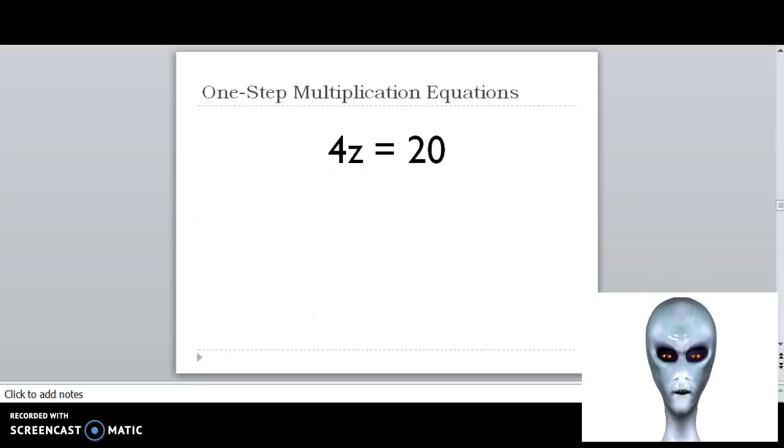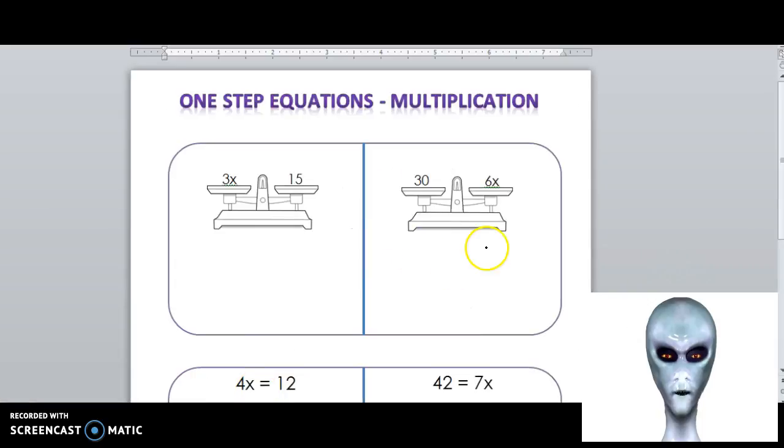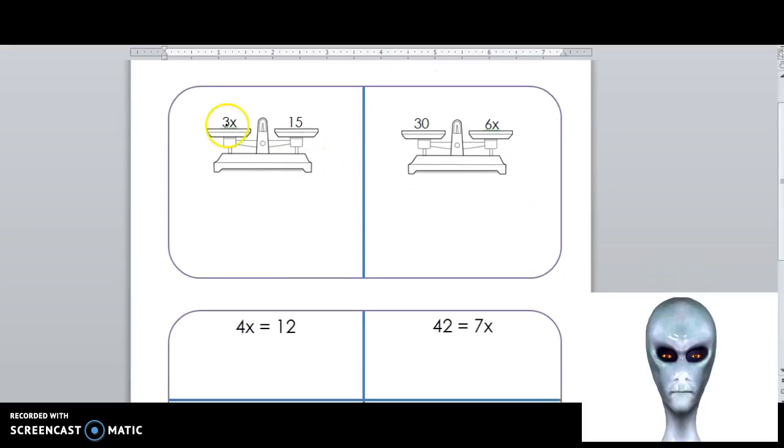Let's look at one more example. 4 times some number is equal to 20. Since 4 is being multiplied by that unknown, we're going to divide both sides by 4. In this case, z is equal to 20 divided by 4, which is 5. I want you to take out your multiplication graphic organizer, and let's solve these examples.